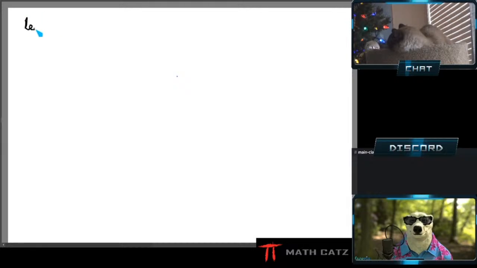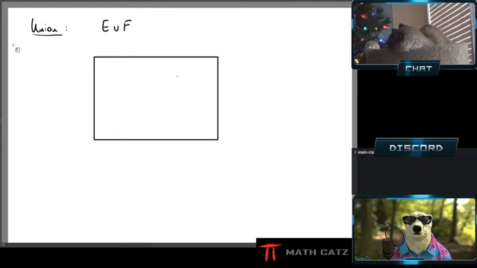So, the union of two sets, let's say E union F. If I visualize that by way of a Venn diagram, with my sets in general position, like so, because I don't know anything about them. The rectangle contains the universal set. Everything is in the rectangle.